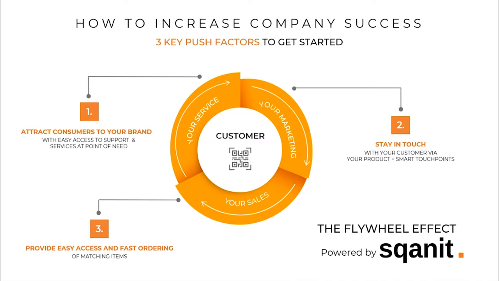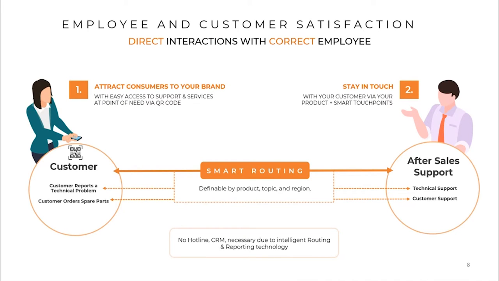Now I will show you how to turn this concept into reality with sqanit. Here you see the 3 key push factors. First, attract consumers to your brand with easy access to efficient support. Second, stay in touch with your customers. And the third one, provide easy access and fast ordering of matching items. One of the most important tasks, and at the same time the starting point for customer service, which brings huge relief and satisfaction to both your employees and your customers, is the structured, efficient processing of customer requests.